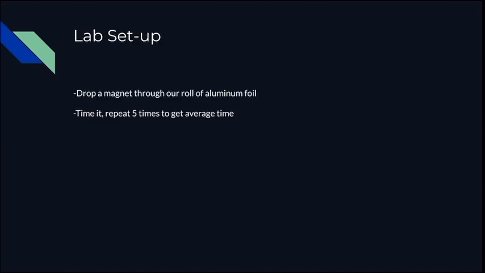So the setup for the lab is pretty simple. There's only really two steps. We got a roll of aluminum foil, which had to be of a certain thickness. I found one at home, and we were going to drop the magnet we were given through the roll, and we time it and repeat it 5 times to get the average time to avoid discrepancies or outliers. And I actually did it 6 times because I messed up one of the times.